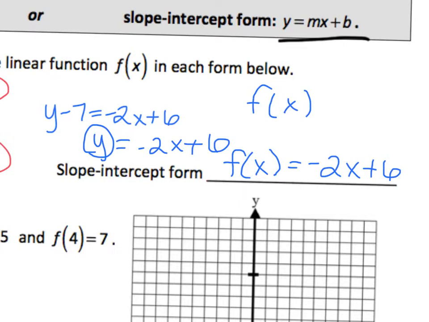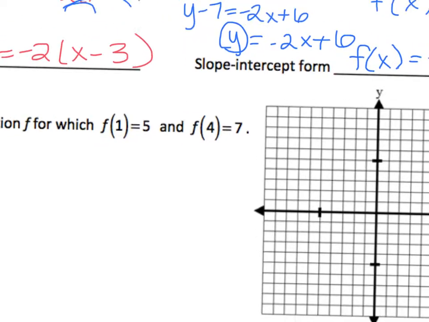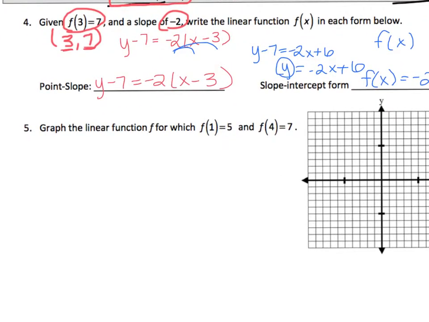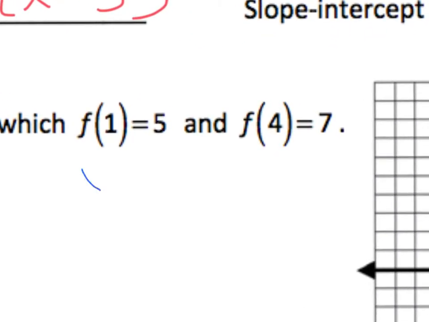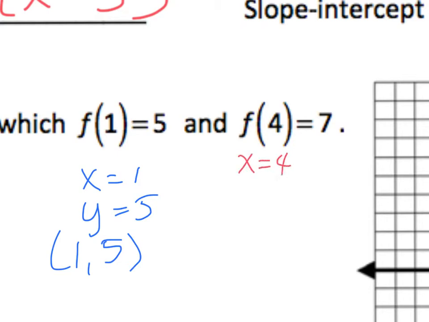Okay, so now let's go down to number 2, and I hope you find this as easy as I do. Graph the linear function f for which f at 1 equals 5 and f of 4 equals 7. So again, what this means from level 1 is that if x equals 1, then y equals 5. So the point 1, 5 exists on this graph. Likewise with f of 4 equals 7. This is where x equals 4 and y equals 7. So the point 4, 7 is on this graph as well.